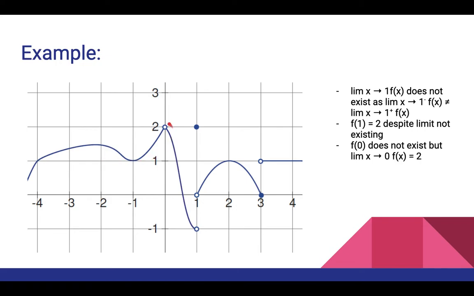f of 0 does not exist because we have an open dot right here and there's no closed dot anywhere where x equals 0. But what we can see is that as x approaches 0, we do have a limit because from the left-hand side and the right-hand side, our function tends towards the same specific y value of 2.